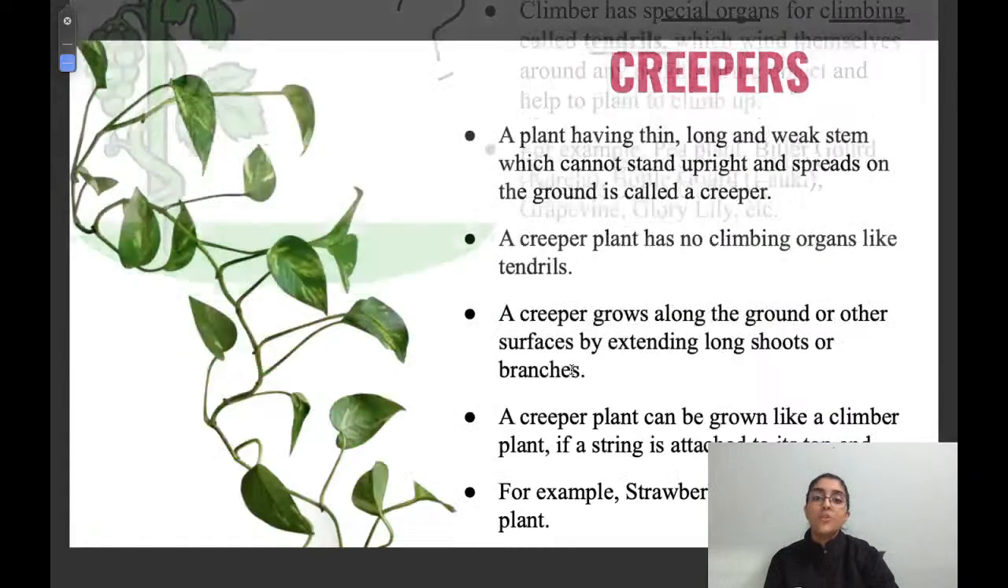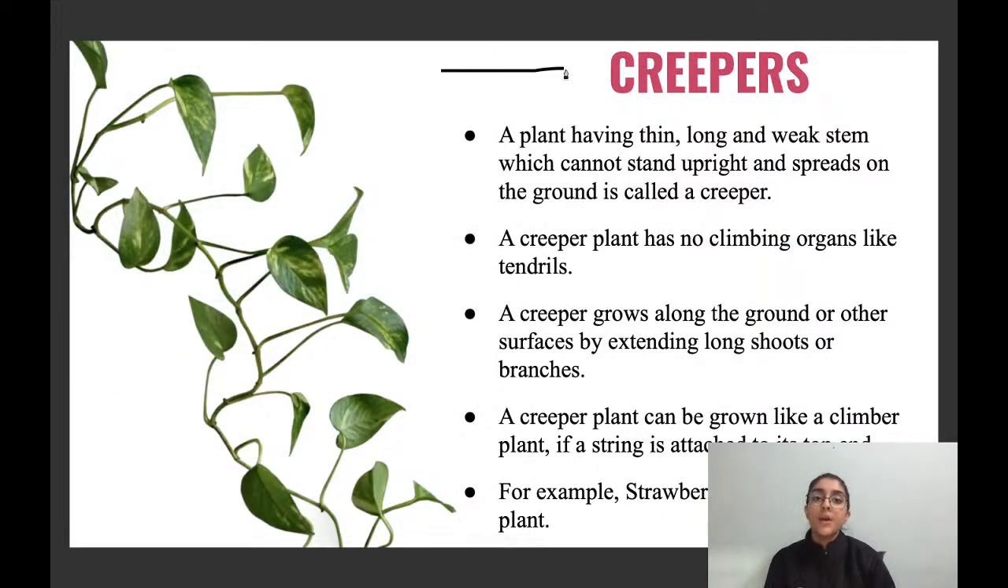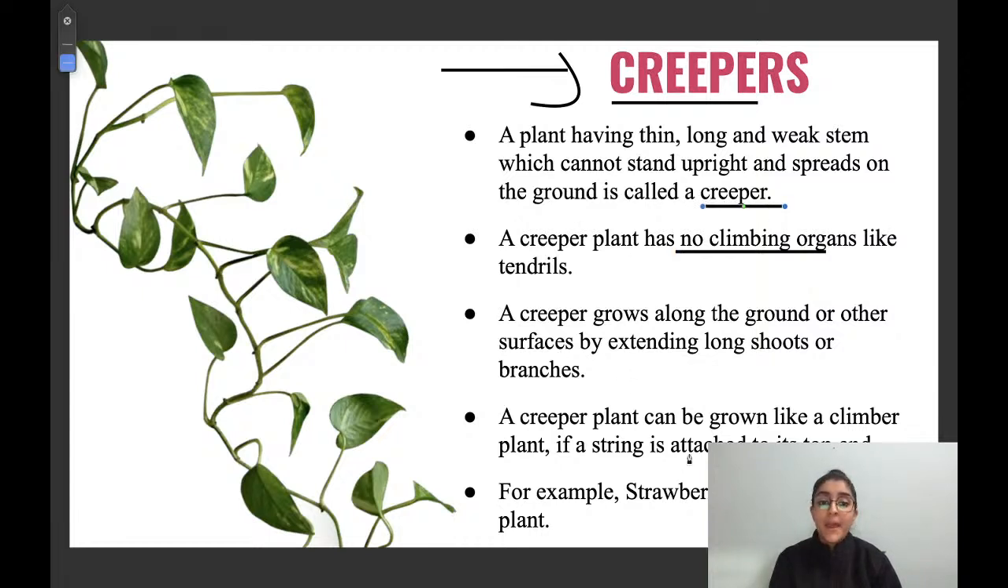So let's move on to another type of plant that is known as creepers. Creepers, just like the climbers, cannot stand upright, but they do not have the climbing organs either. Therefore they usually creep, or I would say crawl, on the ground. Some examples are the strawberry plant and the pumpkin plant.